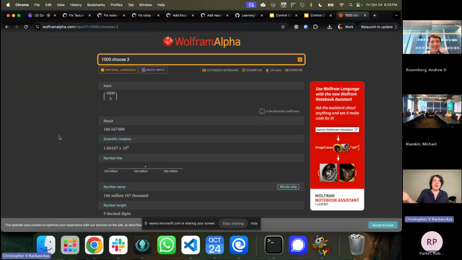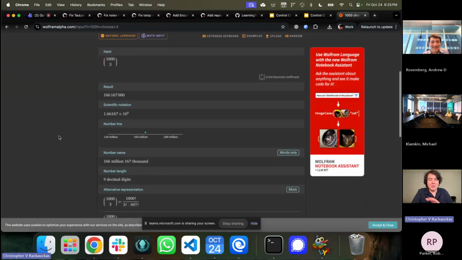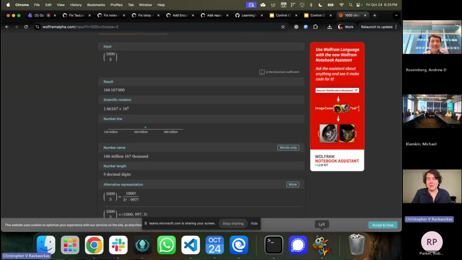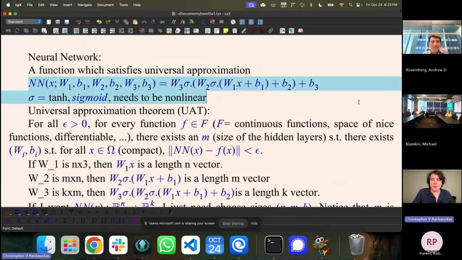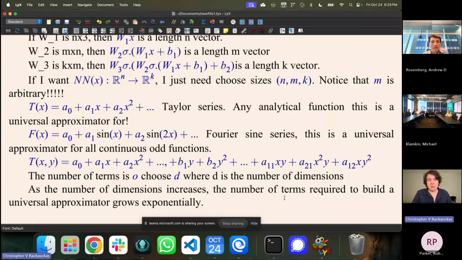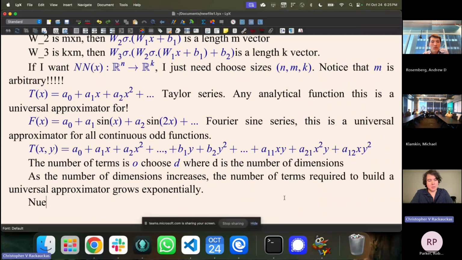And you're like, well, cubic's not actually accurate enough. Yeah, but you're never getting beyond that, right? So if you wanted to do cubic polynomials with 1,000 input dimensions, then the number of parameters that you need is 166 million, and you cannot do any less, right? So this is the curse of dimensionality.